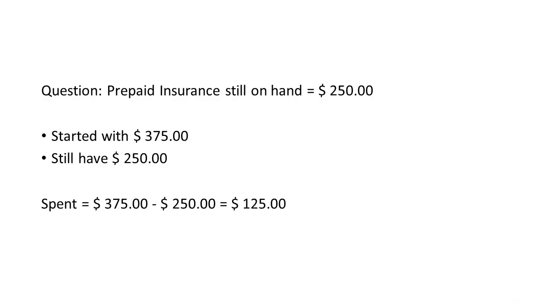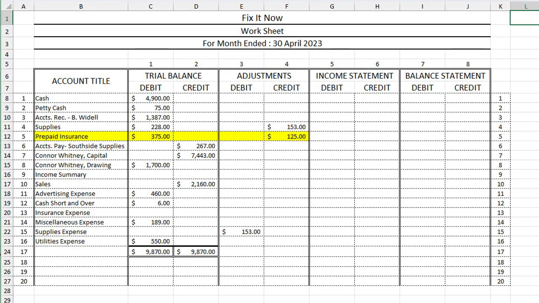The question tells us we still have $250 of prepaid insurance. Looking at the worksheet, we can see that the initial amount budgeted was $375. So we subtract the values to get the current value, which is $125 of credit. Taking a look at the worksheet, we can see prepaid insurance on line 5. Under the adjustments, we write down our $125 in the credit column.